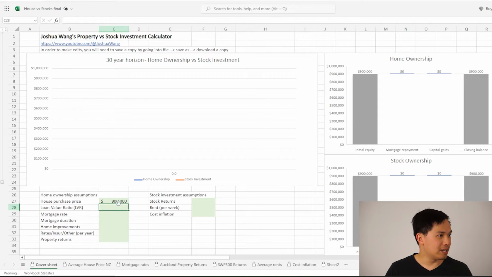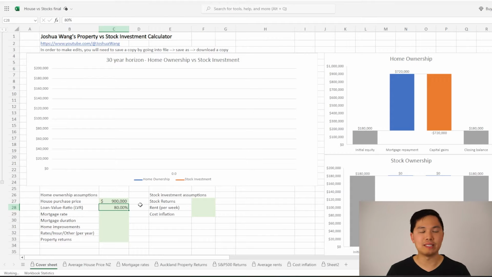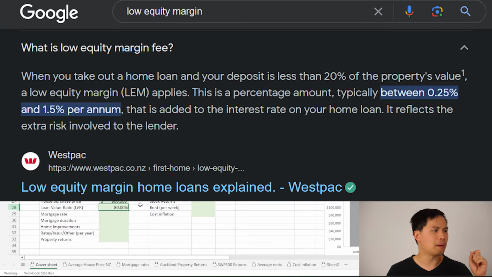The next assumption is LVR, or loan value ratio. This is the amount that we're borrowing of that 900,000. So in most cases, people are going to borrow 80%. If you're borrowing more than 80% of the house value, you're going to be hit with a low equity margin. Basically means you pay higher interest rates because you're borrowing more. The banks deem you to be risky, and so they'll charge you a higher interest rate. And for that reason, a lot of people mostly borrow at 80% LVR.